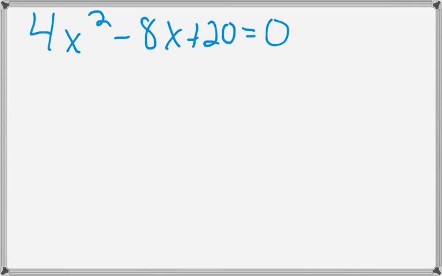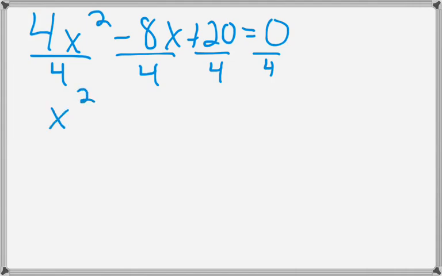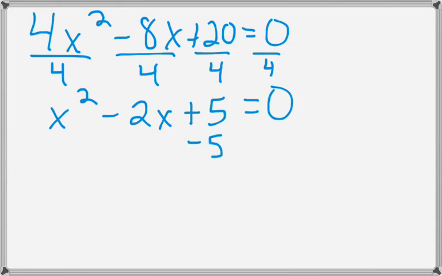Okay, so one of the things that we need to do is make the leading coefficient 1. So we're going to divide both sides by 4. On the left side, that means we're dividing every term by 4. And then we want the constant on the other side, so we're going to subtract 5.